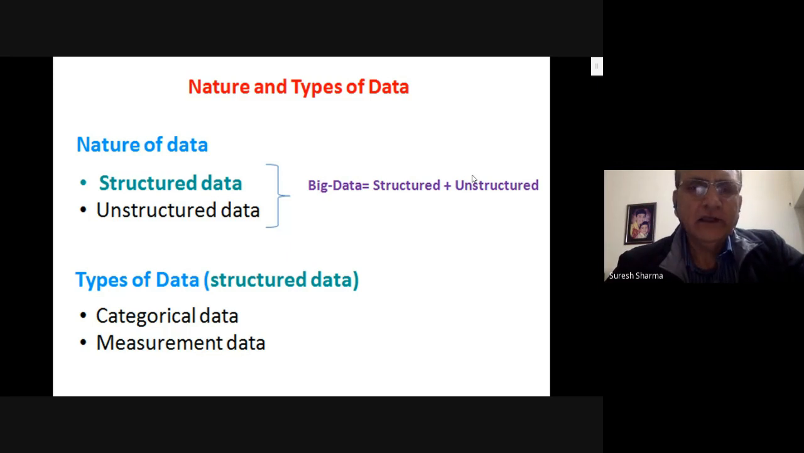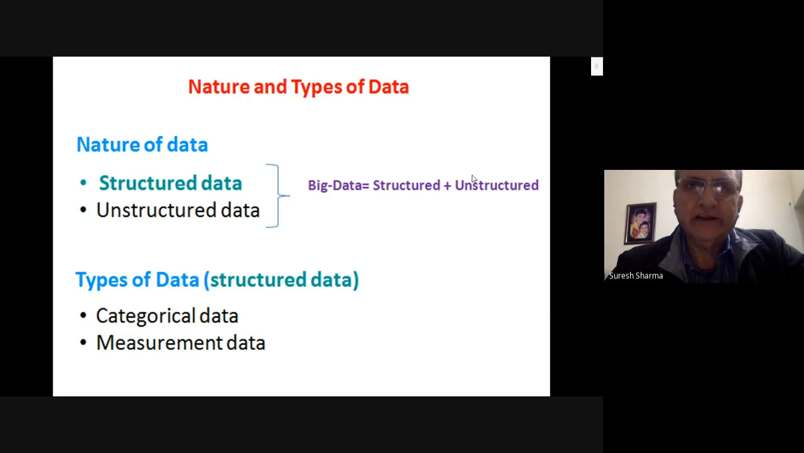All these things can be easily computed. And most of the time, the structured data is in numeric form. But sometimes the data may not be exactly in numeric form, but it's easily convertible into numeric form. That also comes under structured data.